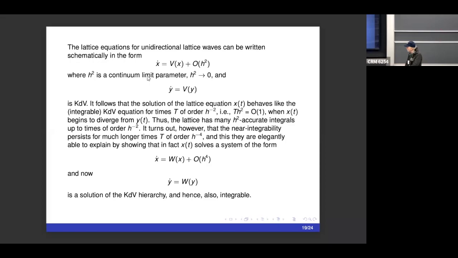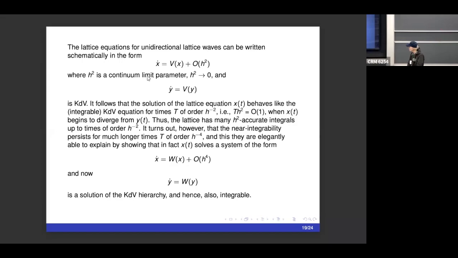It turns out, however, that the near integrability persists for much longer times, t of order h to the minus 4. And this they were elegantly able to explain by showing that, in fact, x of t solves a system of the form x dot equals w of x plus order h to the fourth, where now y dot equals w of y is a solution of the KdV hierarchy and hence also integrable. So you could run it up to times h to the minus 4.